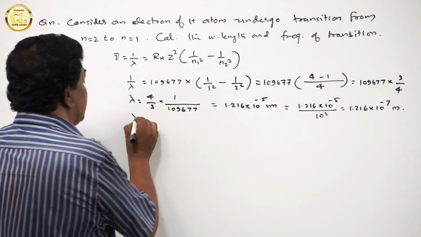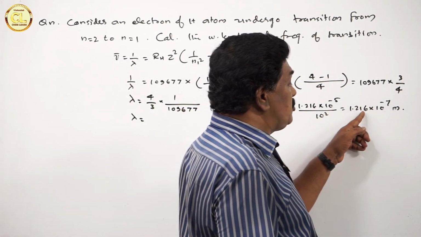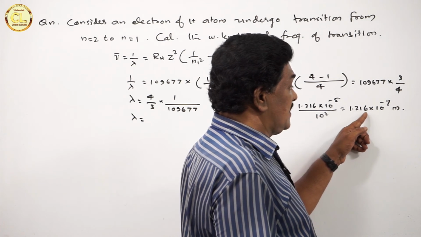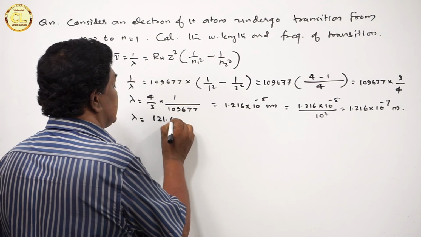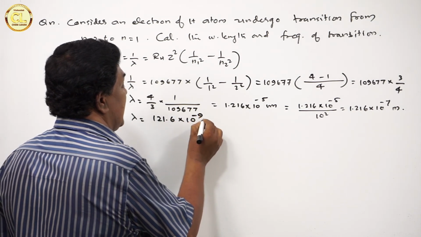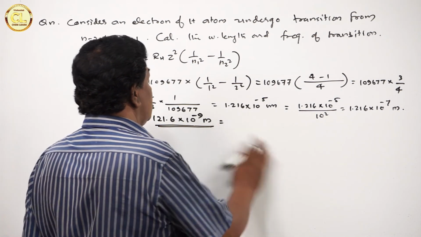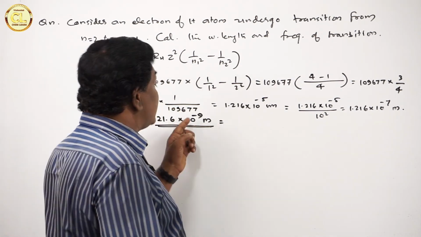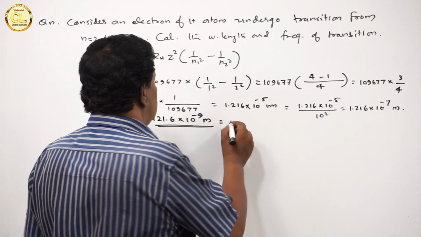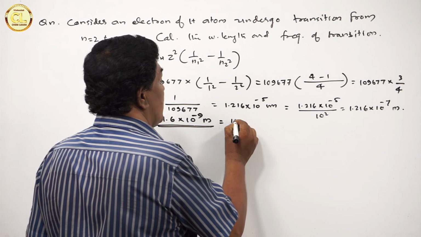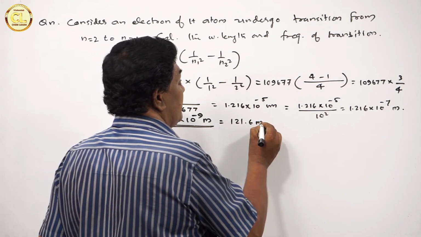That is, lambda is equal to 121.6 into 10 raised to minus 9 meter. This is the wavelength value. See, 10 raised to minus 9 meter is equal to 1 nanometer. So we can convert this into 121.6 nanometer.